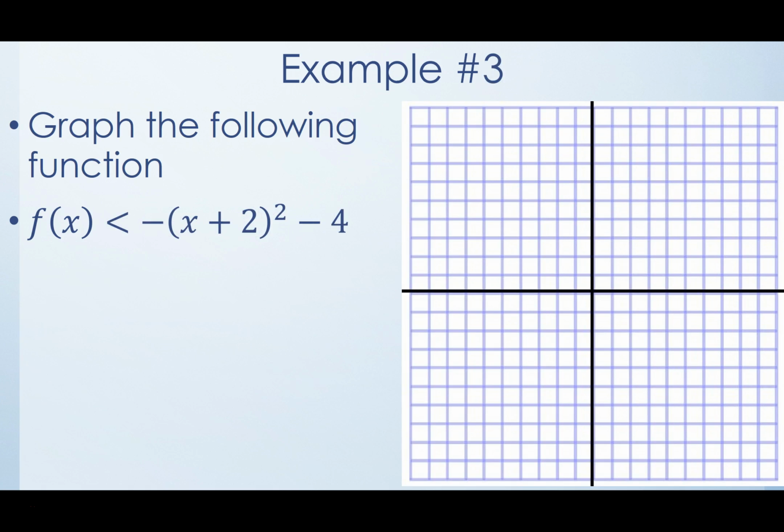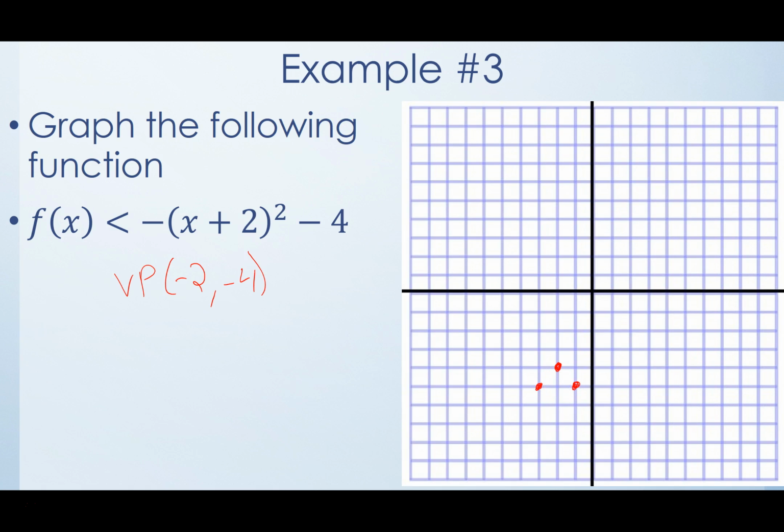So in the inequality, same process still. Our vertex point would be at negative 2, negative 4. So there's our point right there. Our slope, well, there's no number there, but it's a negative sign, so that means the slope is a negative 1. So we'll go down 1 and then left and right 1.